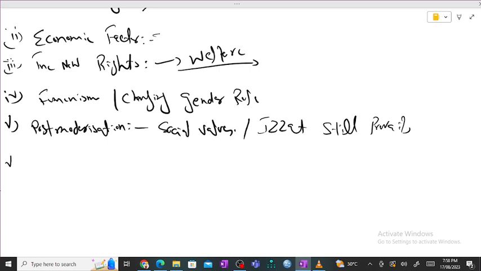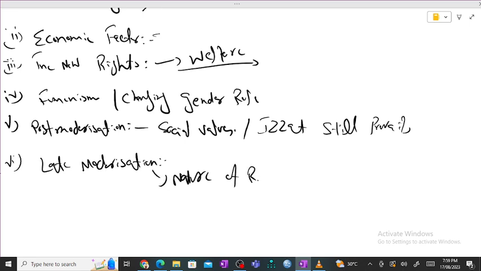Then the last one is late modern sociologists, late modernism or late modernization. It argues basically against postmodernism. Getting a divorce is not a simple matter of individual choice. Rather, the divorce rate is increasing because of the changing nature of typical relationships. They said the nature of the relationship has changed.